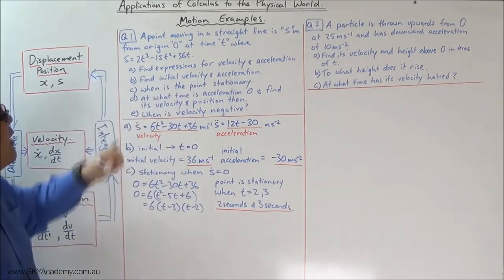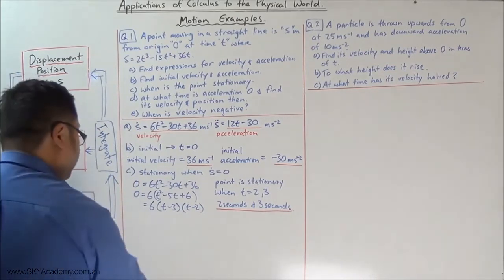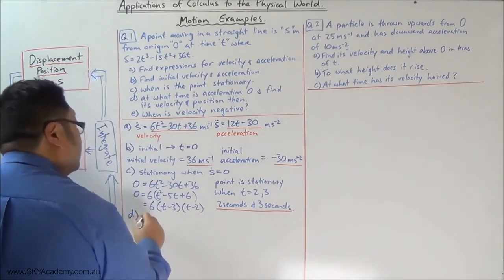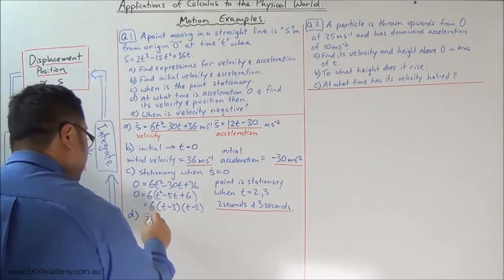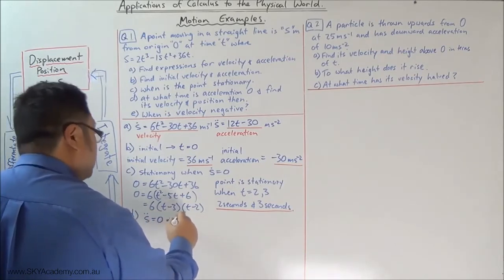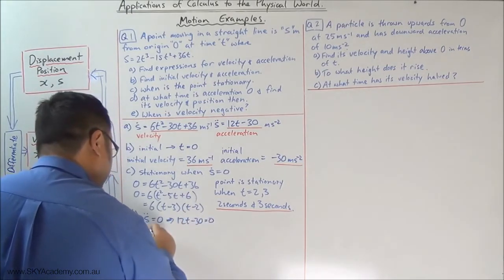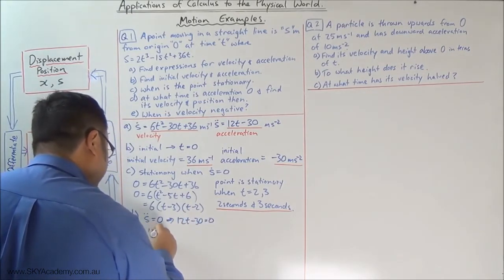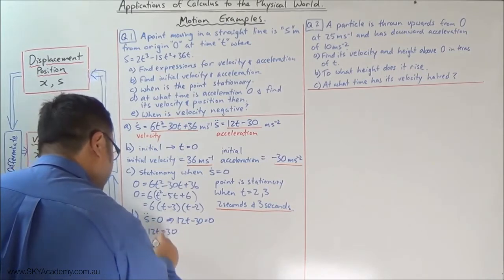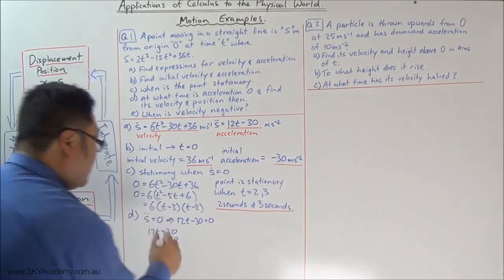Part D says, at what time is acceleration equal to 0? Find its velocity and position then. So, you just have to make s double dot equal to 0, which gives you 12t minus 30 equals 0, 12t equals 30, t equals 30 on 12, which ends up being 2.5.